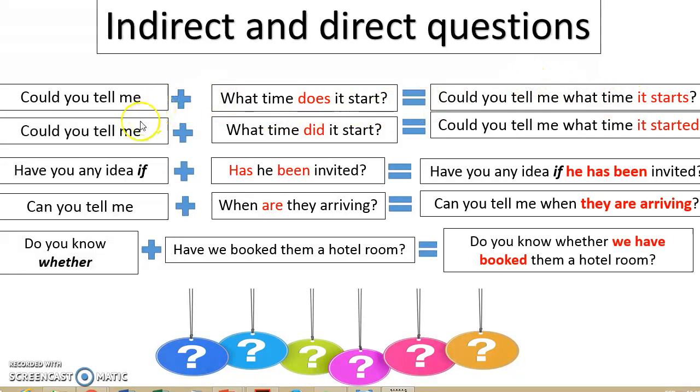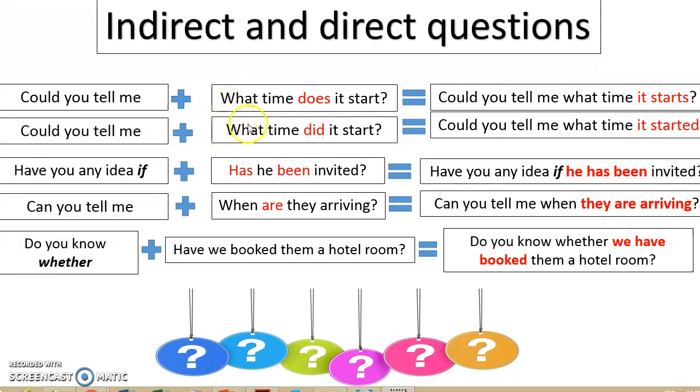To make it even more simple to understand, I'm going to show you guys one example here in the past, right? You see that the only difference between these two sentences is the auxiliary that I have here, since did is an auxiliary for the past. So what I have here is, could you tell me, plus what time did it start? So what I have here is, could you tell me what time it started, right? The past. Could you tell me what time it started? So basically, all these phrases, you could select the one that you like the most. They don't make any difference when it comes to making an indirect question, right?